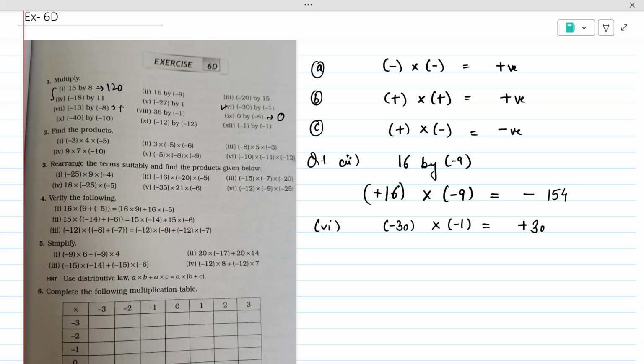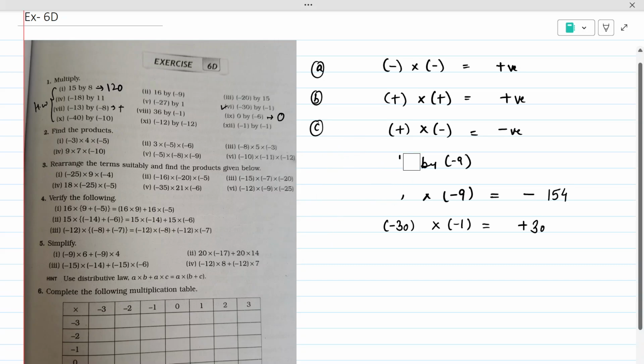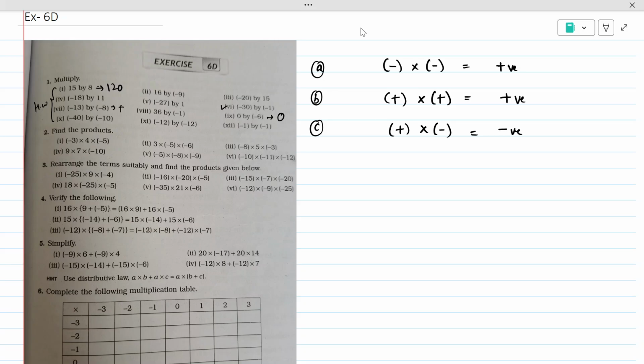Okay, so most of the parts are homework for you guys. Next, again, in the second question, what we have to do is we have to find the products. I am not erasing the rules here, and also I'm writing down the rules. Okay, now coming to the next question. Question number 2, where we have to find the product.